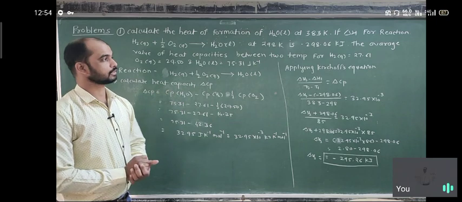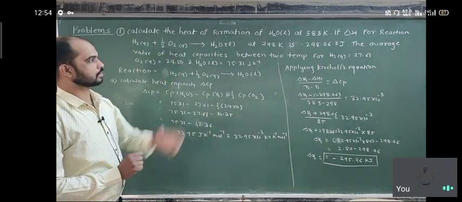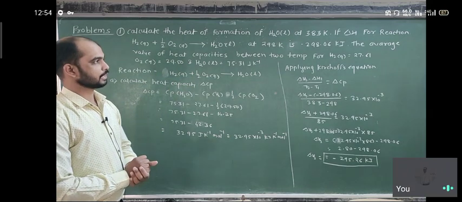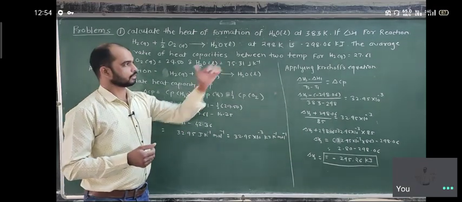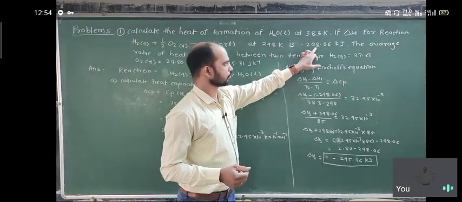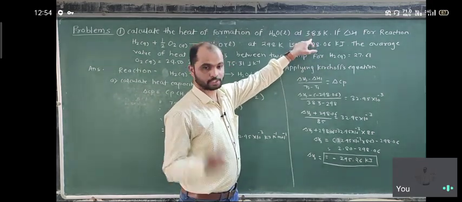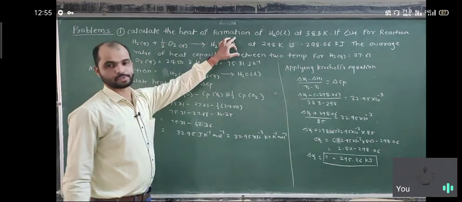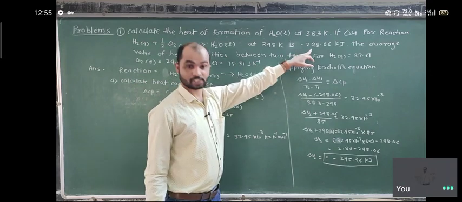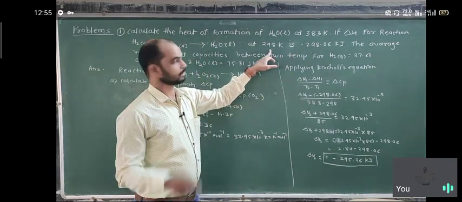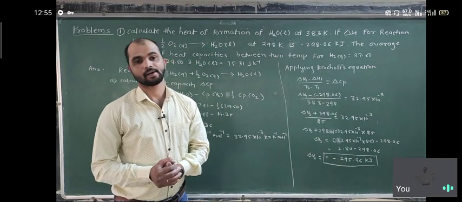and what is given? If delta H, the heat of reaction at 298 temperature, is minus 298.06, म्हणजे T1 ला heat of reaction दिली आहे minus 298.06, T2 म्हणजे 383, ह्या T2 ला आपल्याला काढायचं आहे heat of formation. Okay, so delta H1 is given, T1 is given, T2 is also given, so we are going to find delta H2.